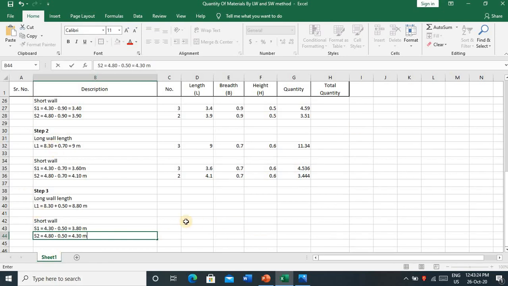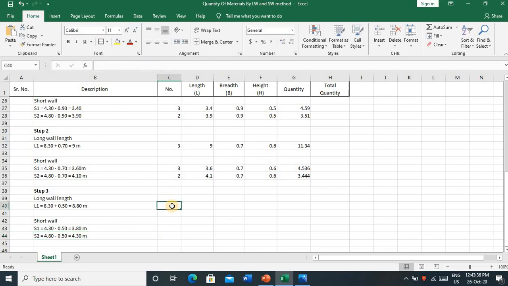So here we again continue our lecture. We have calculated the short wall length here. Now we will move toward calculating our quantity. Long wall 1, total numbers are 3, length you have already calculated here, 8.80, width is 0.50. Height is, what will be the height?